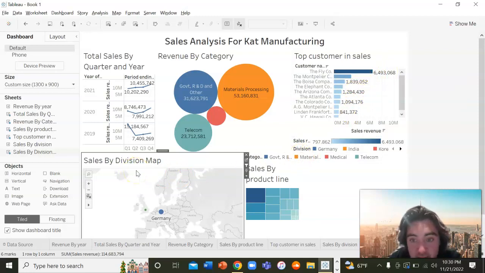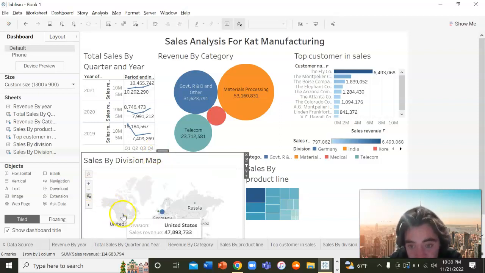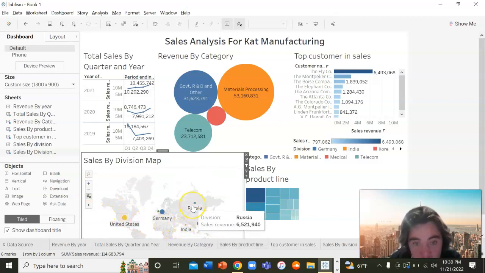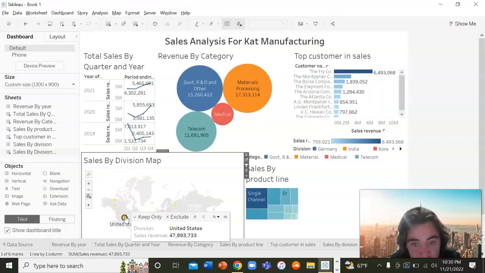Continuing on, we have the sales by division map here. That shows us a couple countries such as Germany, the UK, and zooming out, as you can see here, the United States, India, and Korea are also included in this map. The map also can be selected for each category or for each country to show you their specific information per country again.